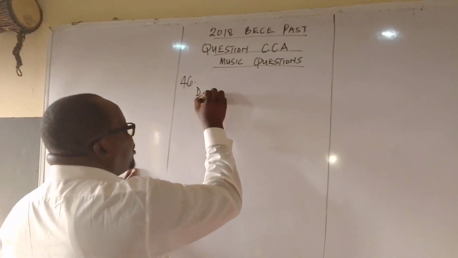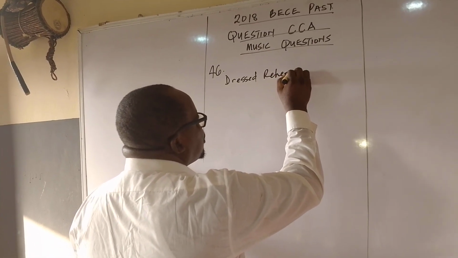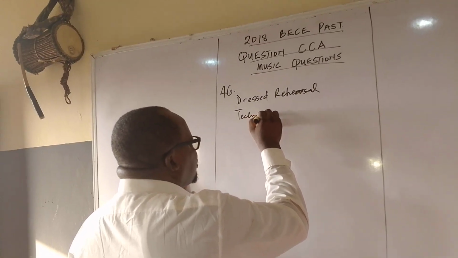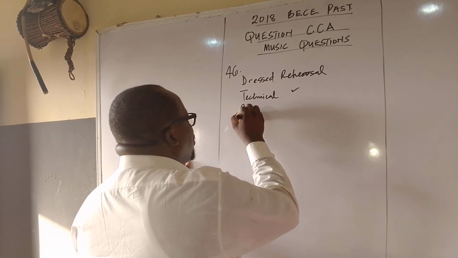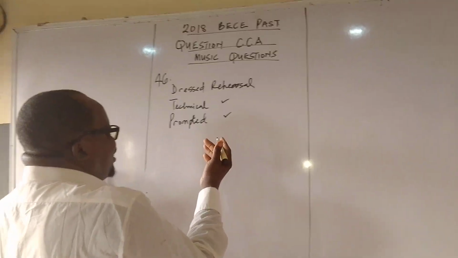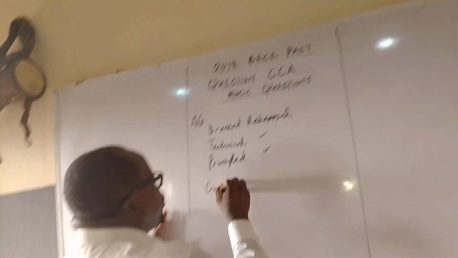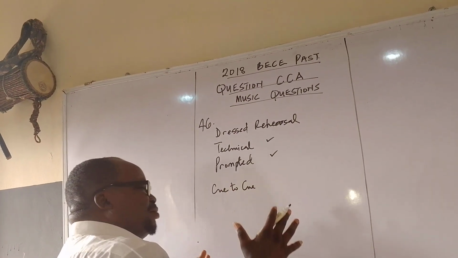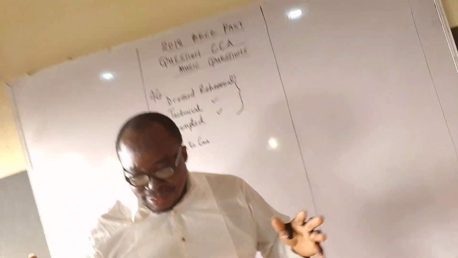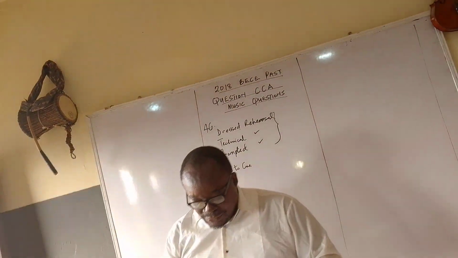We have dress rehearsal, we have technical rehearsals, we have prompted rehearsals. As I said earlier, there are so many, but for your level, we are looking at these three. We have the cue-to-cue rehearsals, so many, but these are the three that are given in the options. A dress rehearsal is more or less like a complete run-through of all the elements involved in that performance.